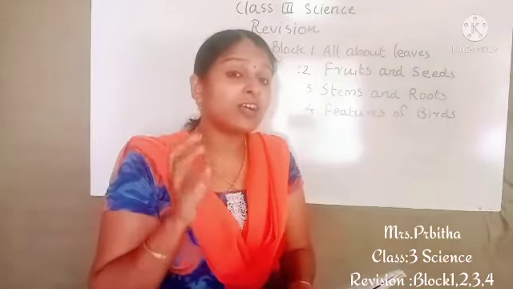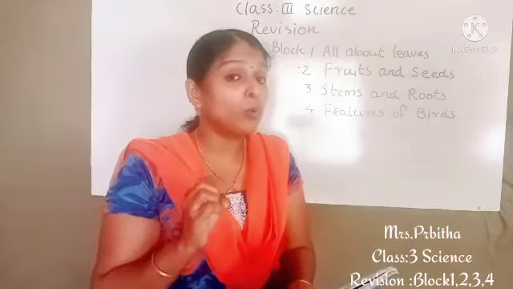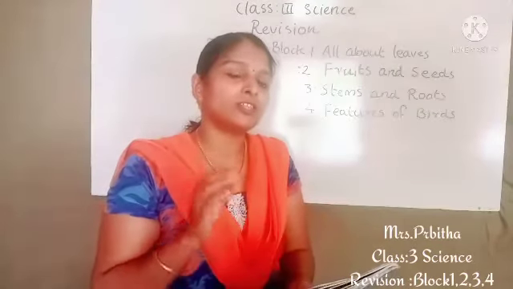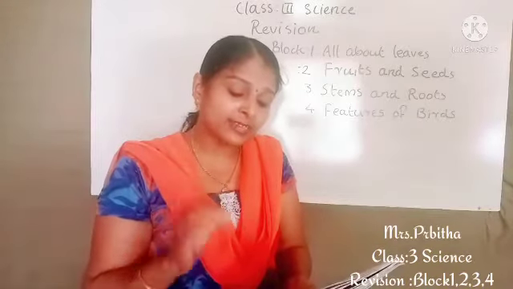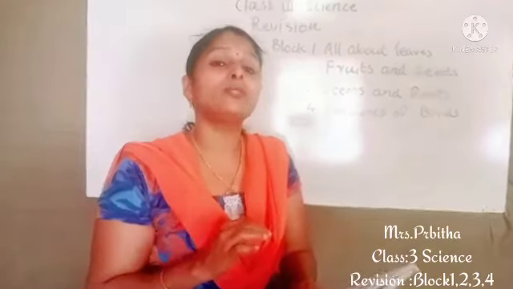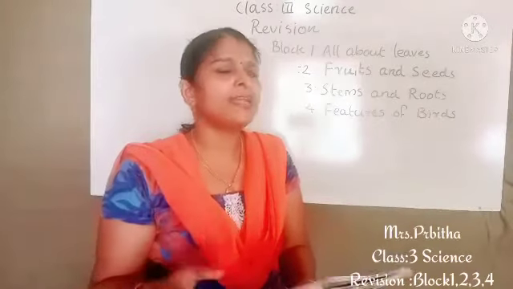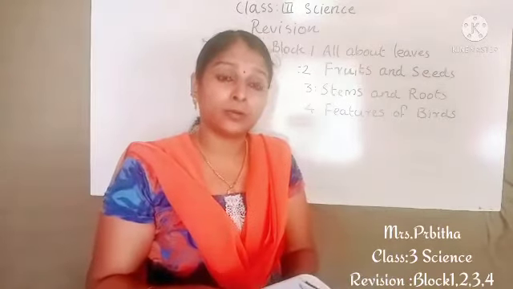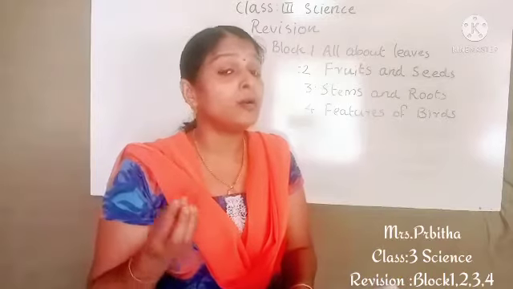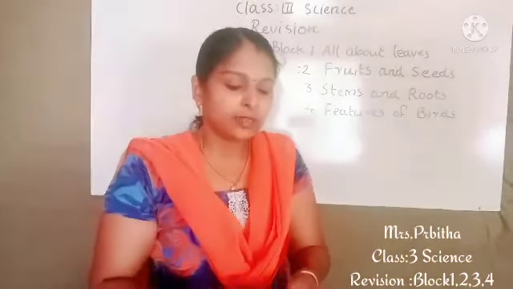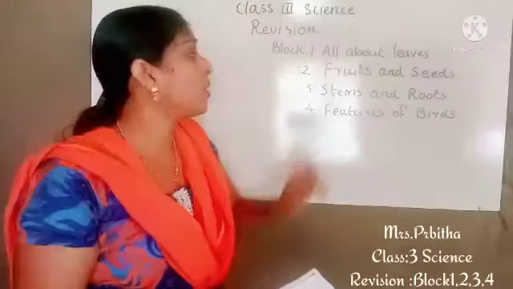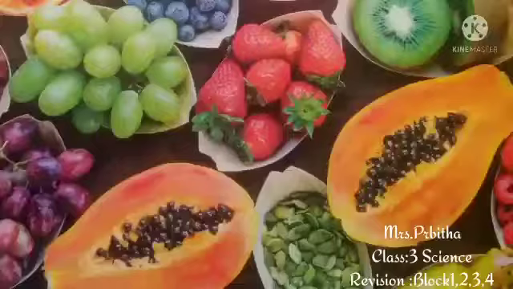Seventh question: what is the function of a leaf? Leaves cook food for the plant. The function of a leaf is that it cooks food for the plant. Why do plants die when kept in a closed box? Plants die when kept in a closed box because they do not get air, water and sunlight. Then block 2. Next is block 2, fruits and seeds.